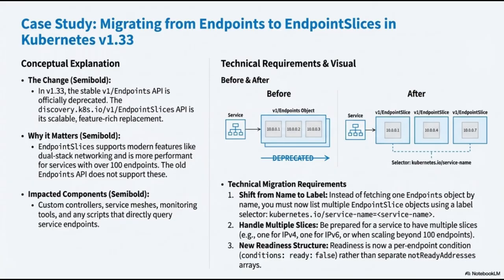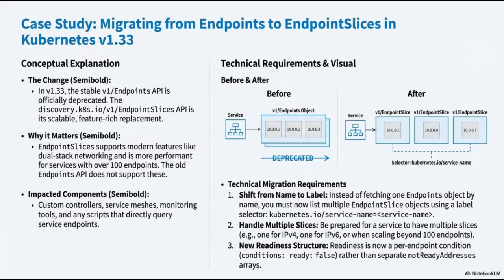Conceptually, we are seeing the official deprecation of the legacy v1/endpoints API in favor of the discovery.k8s.io/v1/endpoint slices API. This isn't just a naming change, it's a necessary evolution for performance and scale. Endpoint slices provide the overhead capacity needed for services with hundreds of endpoints and offer native support for modern features like dual-stack networking, capabilities the old API lacks. This shift will directly impact anyone managing custom controllers, service meshes, or monitoring tools that query service endpoints directly.